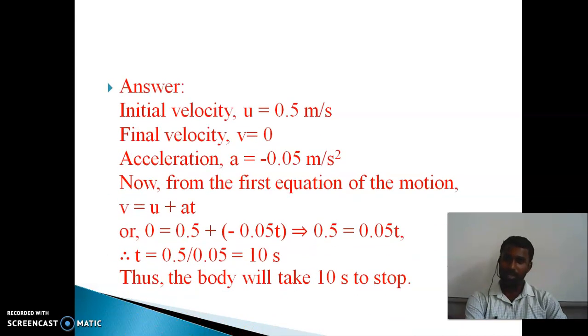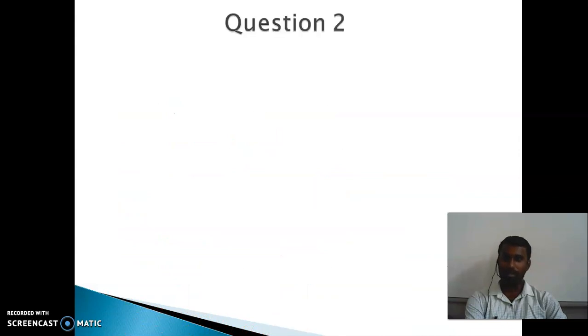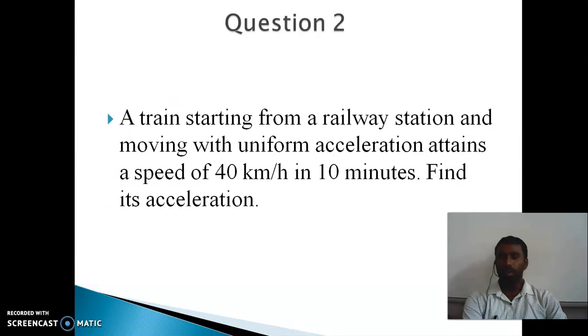The next problem is question number 2. A train starting from a railway station and moving with uniform acceleration attains a speed of 40 km per hour in 10 minutes. Find its acceleration. I already said how to find the initial or final velocity. A train is starting from the railway station. Remember this keyword: starting from means starting from rest.